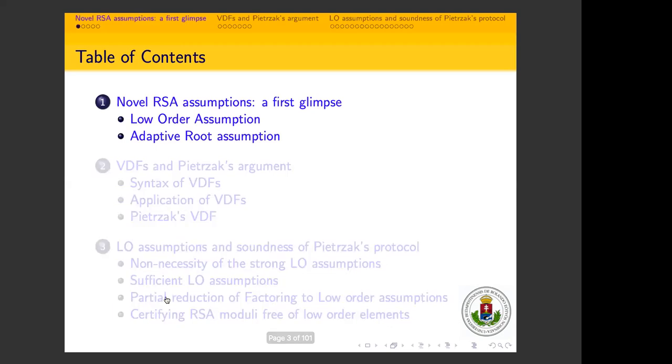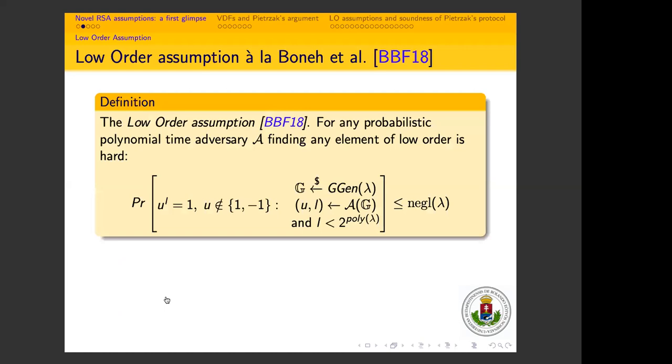So what is this low order assumption and the adaptive root assumption? The low order assumption was introduced by Boneh, Bünz, and Fisch 2 years ago. It basically says that in an RSA group, or more precisely in a group of unknown order, it is hard to find low order elements. If I give you an RSA group or a class group, it should be really hard to find u and L such that u to the L equals 1, and the order L is bounded by 2 to the poly lambda, where lambda is the security parameter. Obviously, u should not be 1 or -1, because we trivially know the order of these elements. If we don't restrict u not to be 1 or -1, then the adversary can trivially break this assumption. But if we exclude 1 and -1, then the assumption says that this should be damn hard.